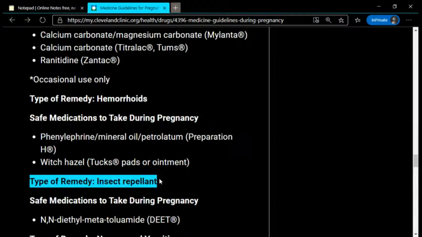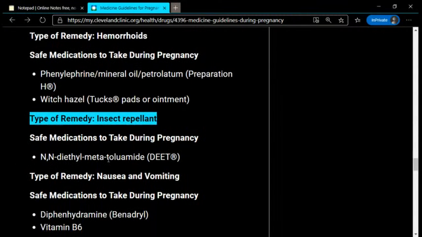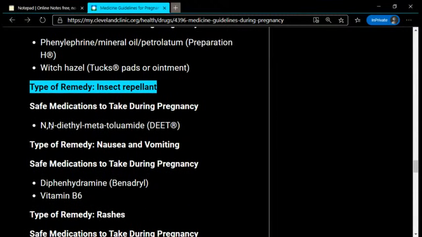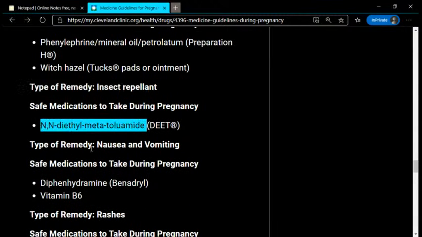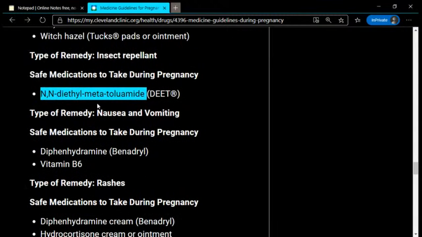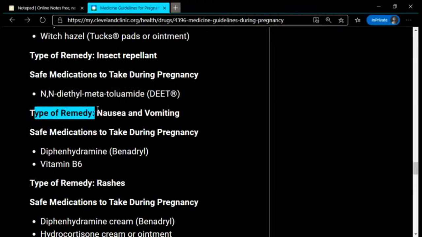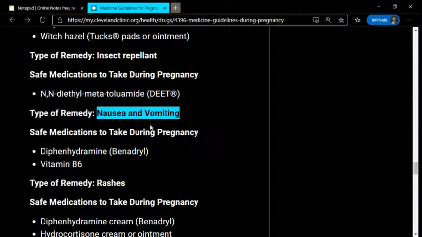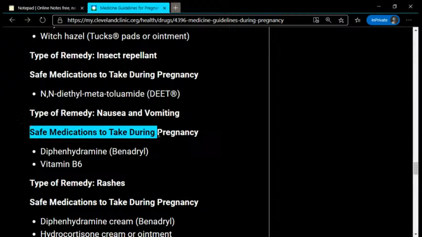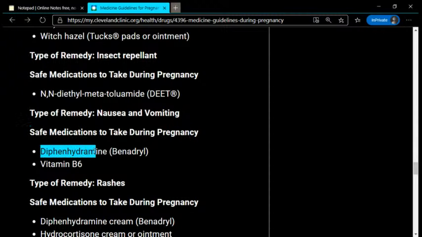These are types of remedies: insect repellent. This is the name of it, diethyltoluamide. Type of remedy, nausea and vomiting. Safe medication to take during pregnancy: diphenhydramine, Benadryl, and vitamin B6.